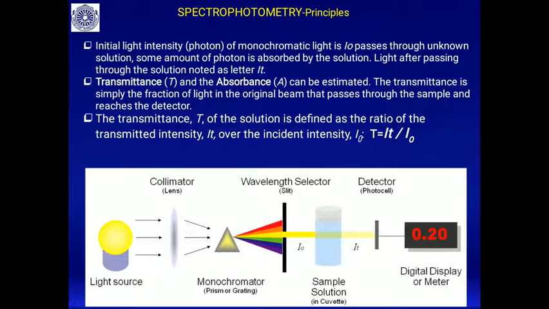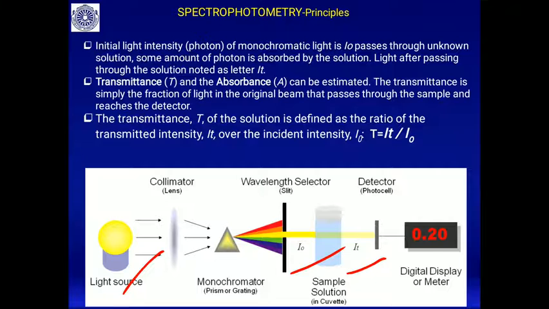So the initial light intensity, the photon of the monochromatic light, is called I0, and it passes through the unknown solution. Some amount of the photon is absorbed by the solution; the solutes present in the solution will absorb some amount of the photon. The light after passing through the solution is IT.